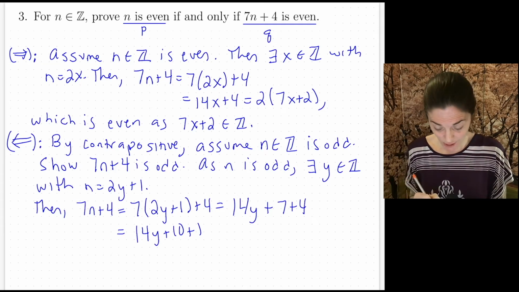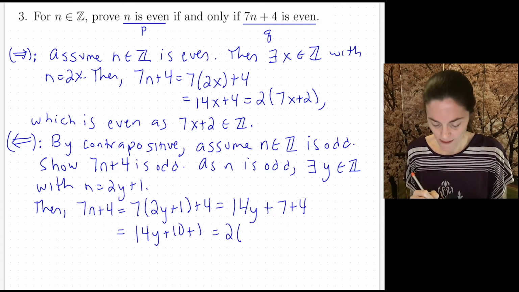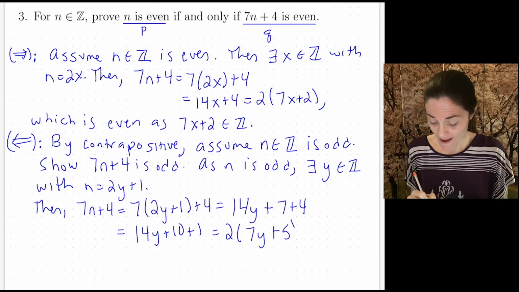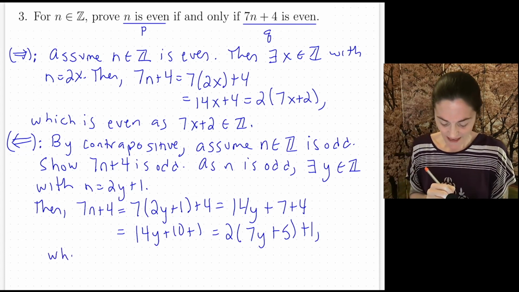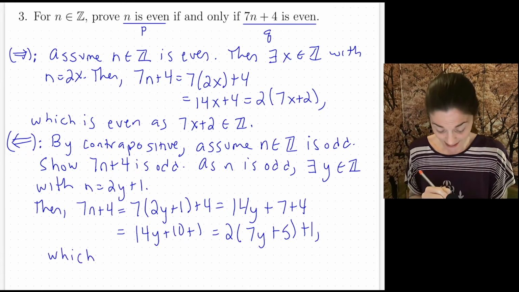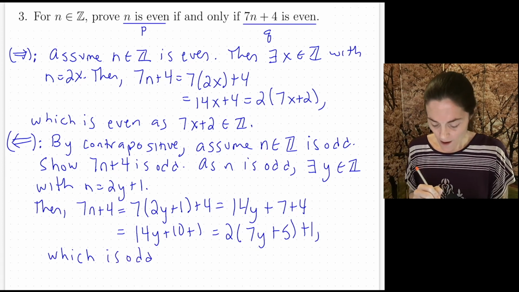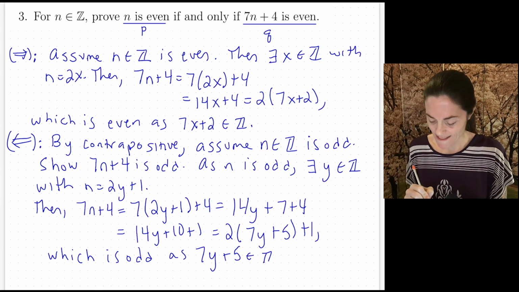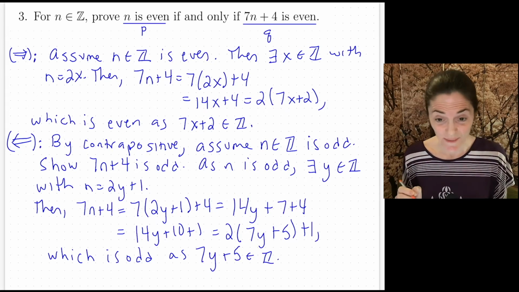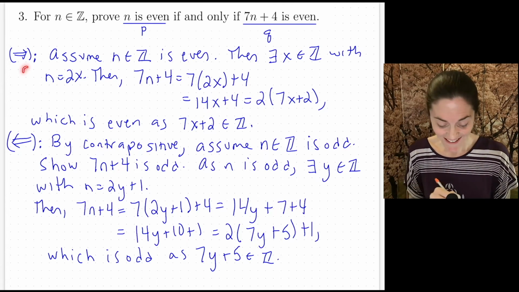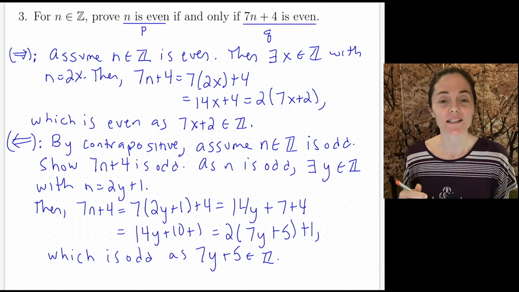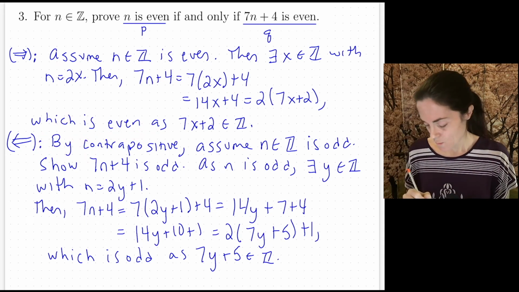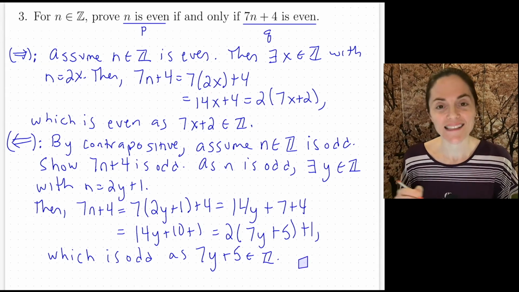Then I can factor out a 2 from the first two terms. I get 2(7y plus 5) plus 1. We have an odd integer. So I just need to state this in a sentence. This is odd because 7y plus 5 is an integer. And this completes the proof. We have proven the forward direction directly, and then we proved this direction using contrapositive. So we can put our box at the end.